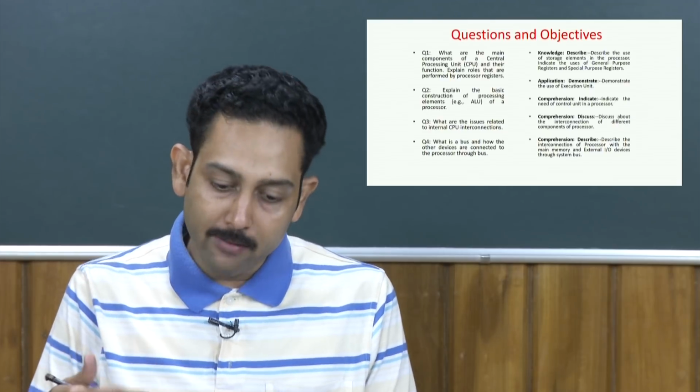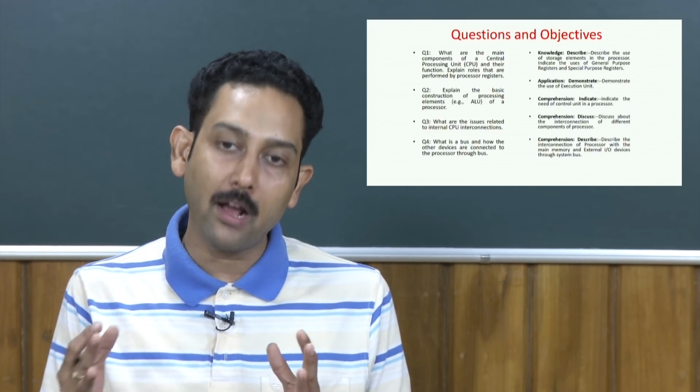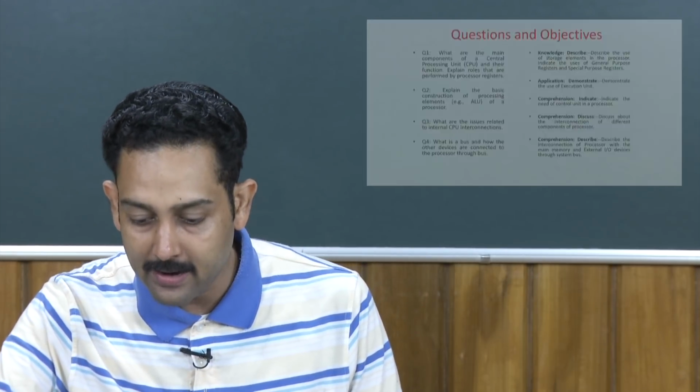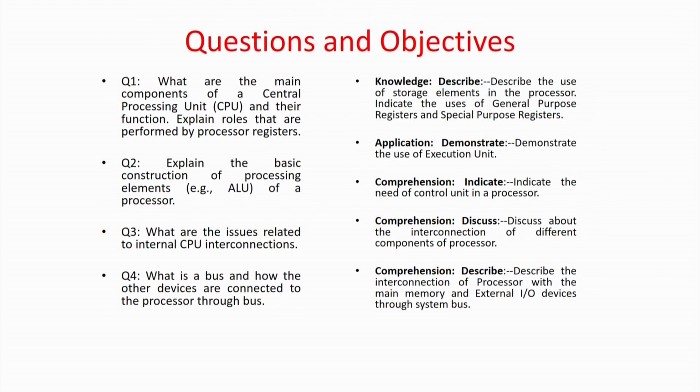Now, as we have been telling about the pedagogical aspect, we have told that there are certain objectives like describe the use of processor, demonstrate the use of execution unit and so forth. These are the objectives we have claimed that a person should be able to achieve when he has completed this unit well. So again we put 4 questions over here, like what are the main components of a central processing unit and their function, and explain the role that is performed by the processor registers.